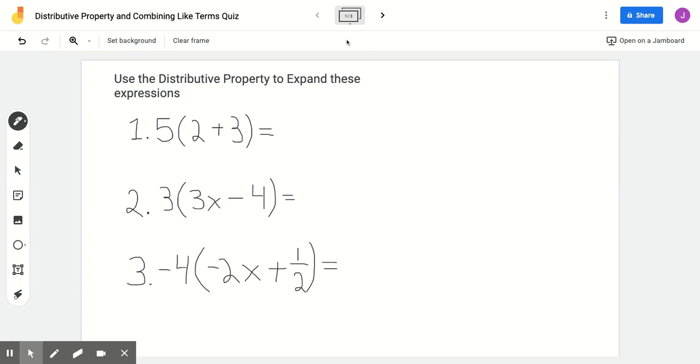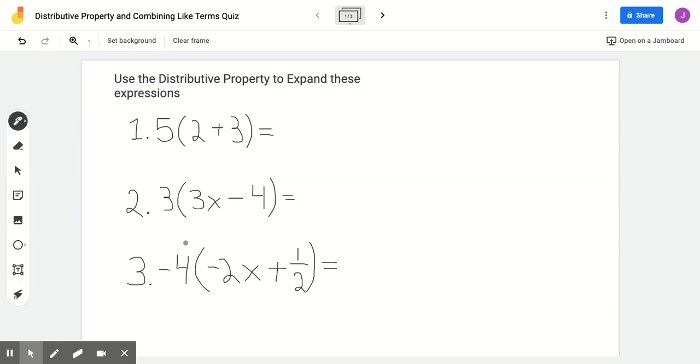Today we're going to be taking a quick quiz on what we've learned about the distributive property and what we've learned about combining like terms. This is what we've been learning for the past 2 weeks. This quiz is going to count as an assessment grade, so make sure you try your best, and you can use your notes to help you solve these problems that we took in class.